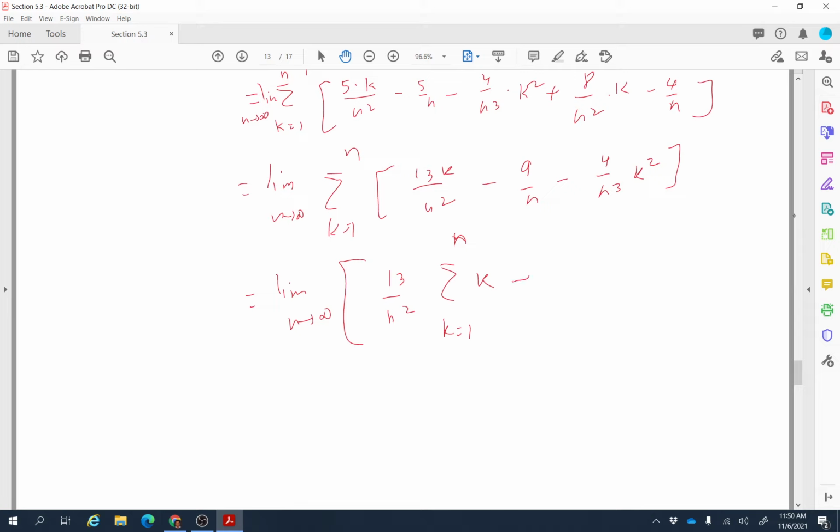For the second term there is no k, so that is actually the sum of 1. I can write it down as the sum of 1 from k equals 1 to n, and then I can keep this 4 over n cubed outside and find the sum of k squared, because when you try to find this sum, this n behaves like a constant. Now, what is the sum of the first n natural numbers? This is the formula we have. This is equal to n times n plus 1 over 2.